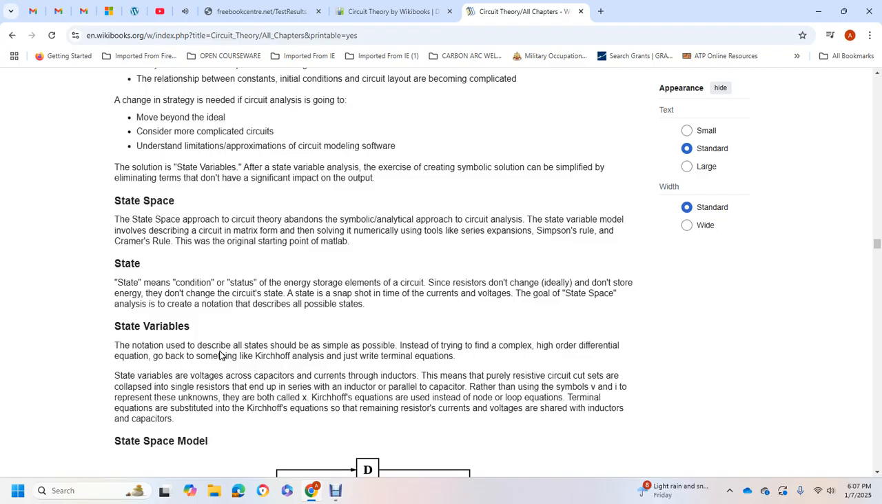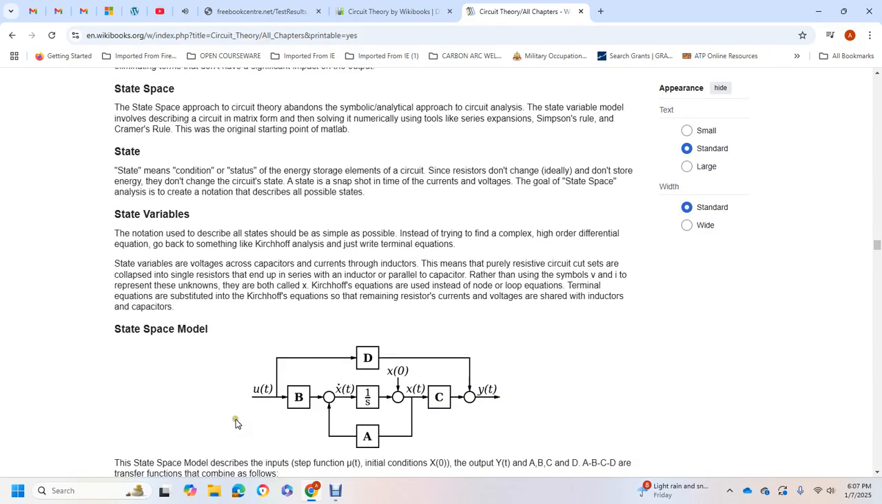This means the result is as if the circuit's current sources are collapsed by a single resistor, ending up with the inductor in parallel with the capacitor. Rather than using a symbol, the voltage or amps, to represent these unknowns, they are both called Kirchhoff equations instead of node or loop equations. Terminal equations are substituted into the Kirchhoff equations, with the remaining resistor current and voltage shared with the inductor and capacitor.